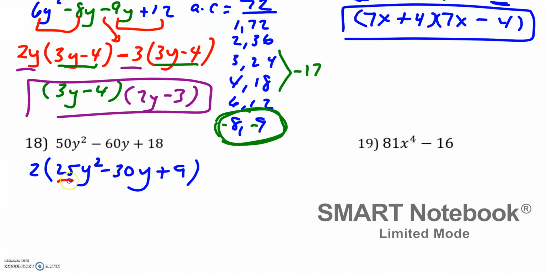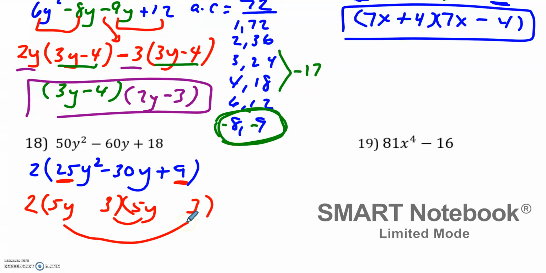Let's try it. I notice that 25 and 9 are perfect squares. So why don't we treat 18 like 17 and split this into perfect and perfect? 5y times 5y in the front would give me 25y squared. 3 times 3 in the back would give me 9. Here is a 15. Here is a 15. How do I get 15y and 15y to be negative 30y?